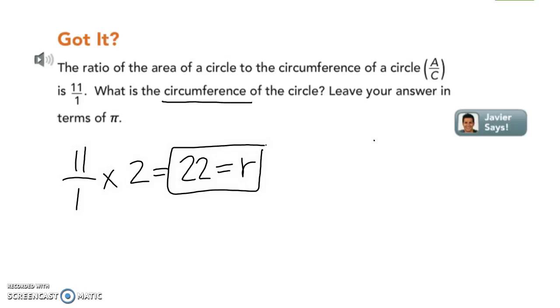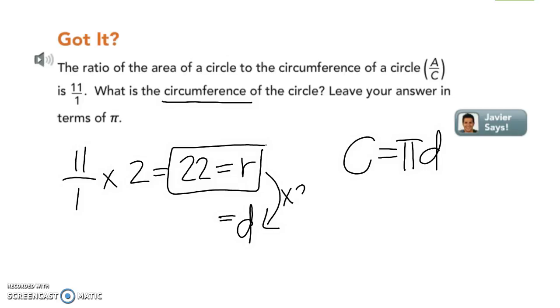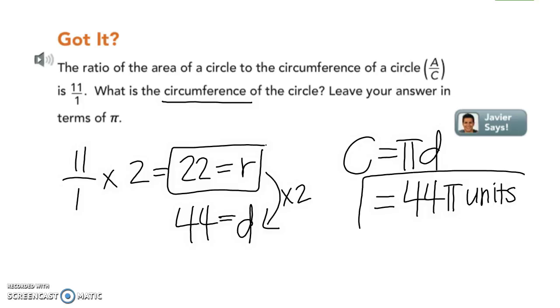The circumference. Circumference is pi times diameter. Since I have the radius here, what do I need to do with that to get the diameter? Times 2. So the diameter is 44. And then they told me to leave it in terms of pi, so I'm just going to say 44 pi, whatever units. Okay, that would be my circumference.